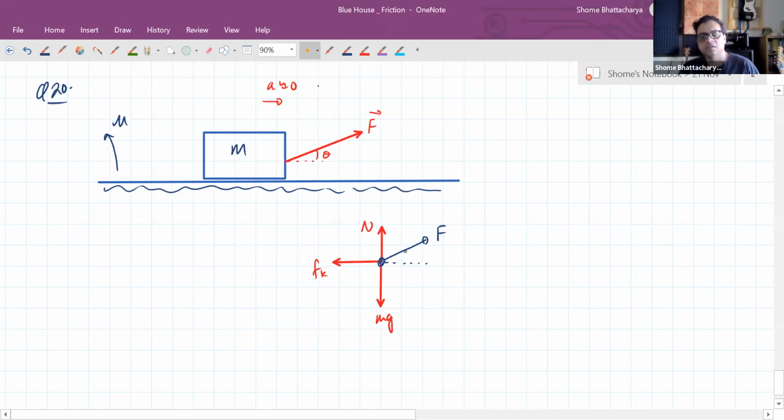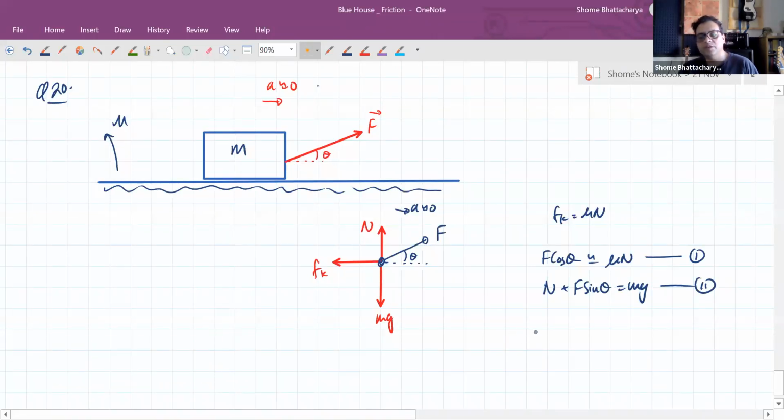This angle is theta. This acceleration is just about tending to zero. So we have F cos theta just about balancing mu N, or kinetic friction. And we have N plus F sin theta equal to mg. So from equations 1 and 2, you get F cos theta equal to mu into (mg minus F sin theta). So from this you can see F is equal to how much?